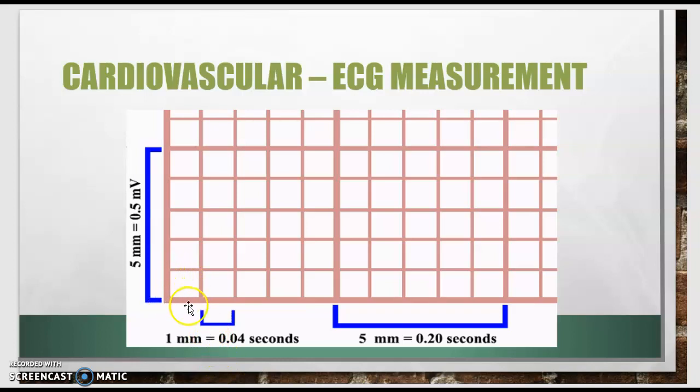So one little tiny box is 0.04 seconds. So if you remember that, that will be useful in helping you measure out and determining what rhythm you have. And then 5 small boxes are represented by a larger one. Can you tell that these lines are darker red? That is because we consider this a large box. And a large box has 5 small boxes within it, and this is 0.2 seconds.